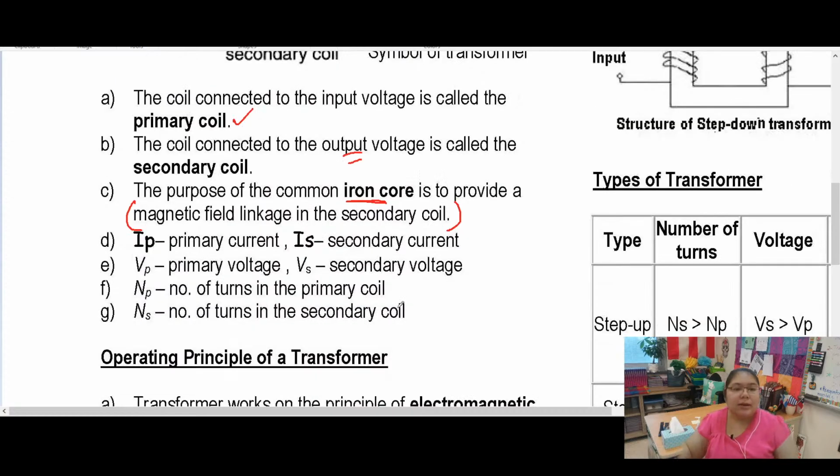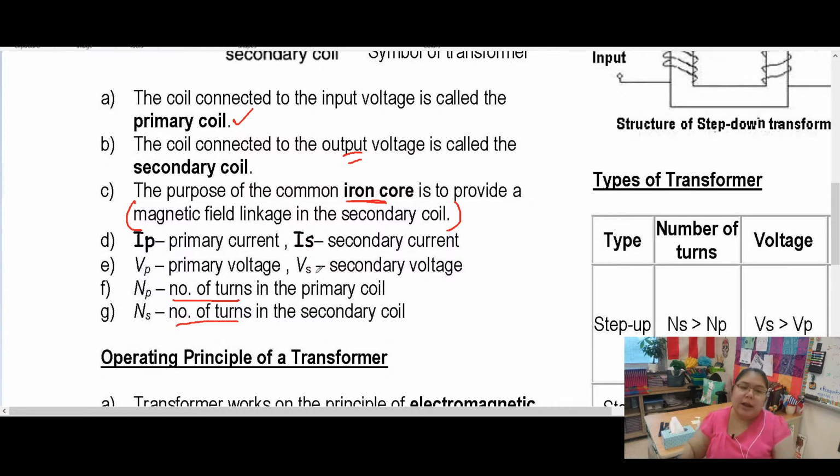Okay, now we're going to see the symbols. IP represents primary current. IS represents secondary current. Then VP is the primary voltage, and VS is the secondary voltage. N is the number of turns. P represents primary, and S is secondary. So for all of these, we just use P and S to represent them.